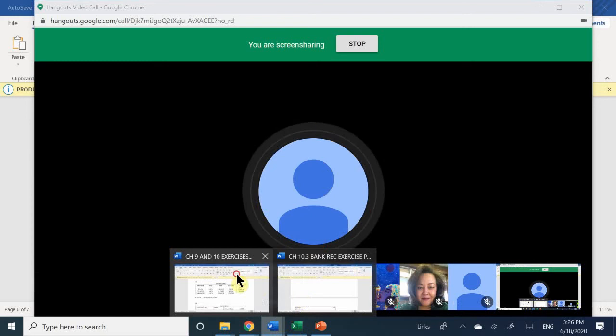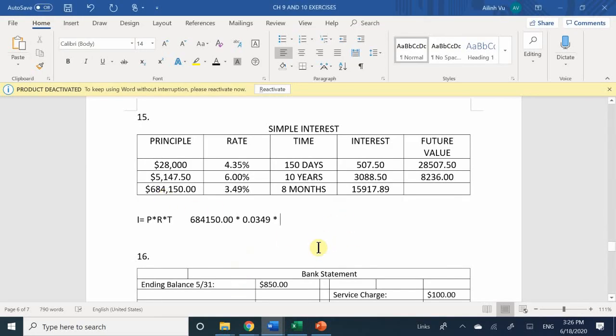So if I were to do my visual right here, if I were to keep 8 months as 8 months divided by 12, because we need to keep it in terms of years. You can just keep it as 8 and make sure that you divide this by 12, because we are not looking for 8 years, we're looking for 8 months, and we need to convert it in terms of years. If you divide 8 by 12, that's .67. Yes, that is correct.